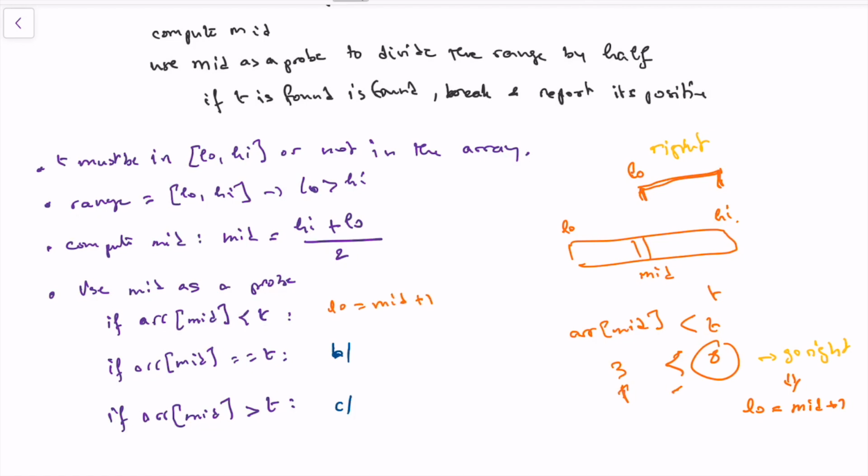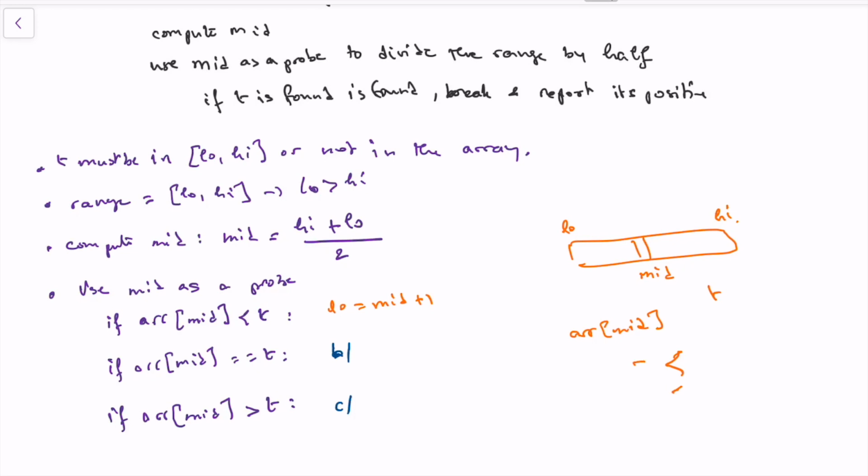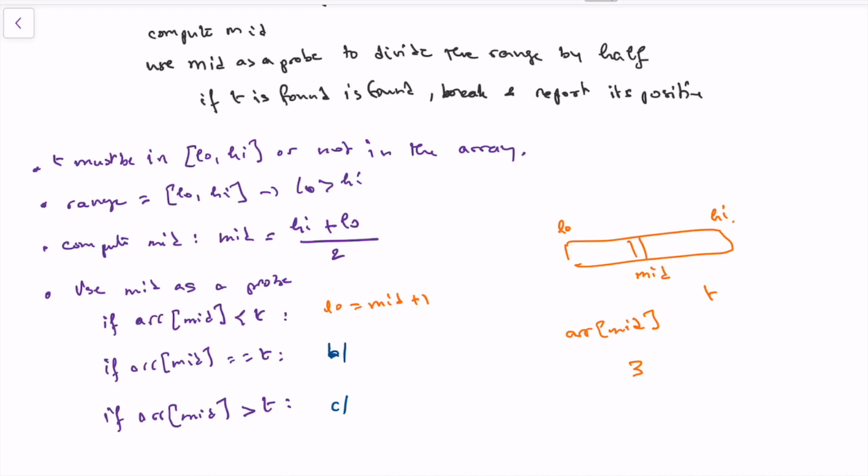Now a similar thing happens when it's bigger. What if array mid is actually 3, but the target we are looking for is 1? This is bigger. If we go right, we'll find only bigger values that will certainly be bigger than 1. And so we need to go left to have any chance of finding the value.